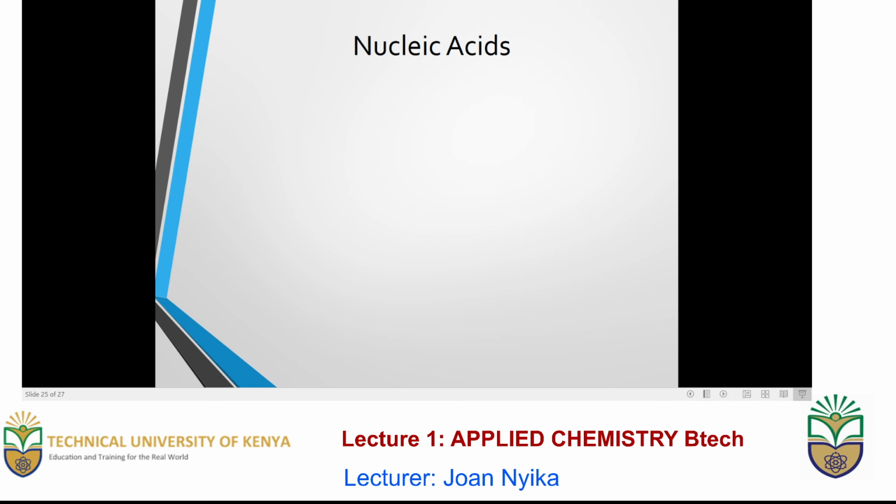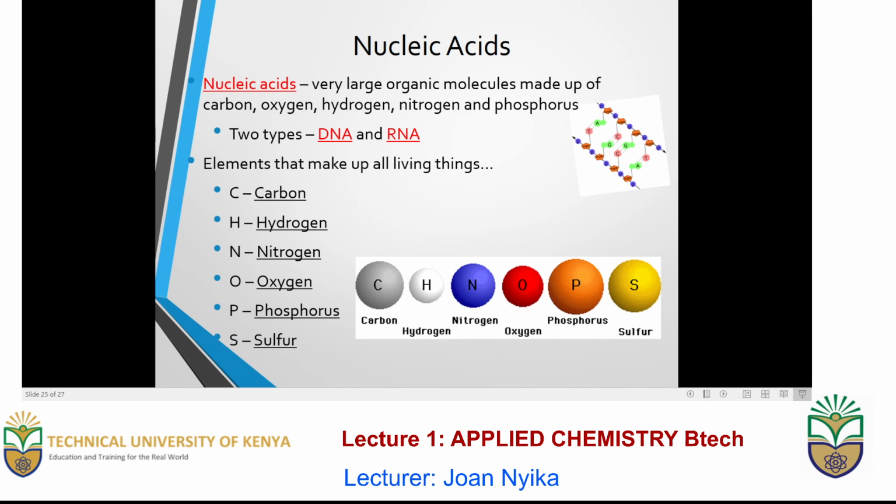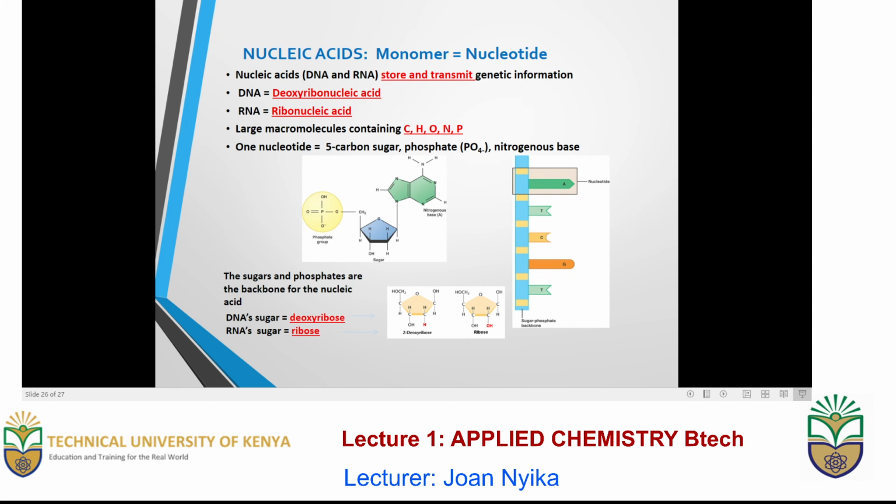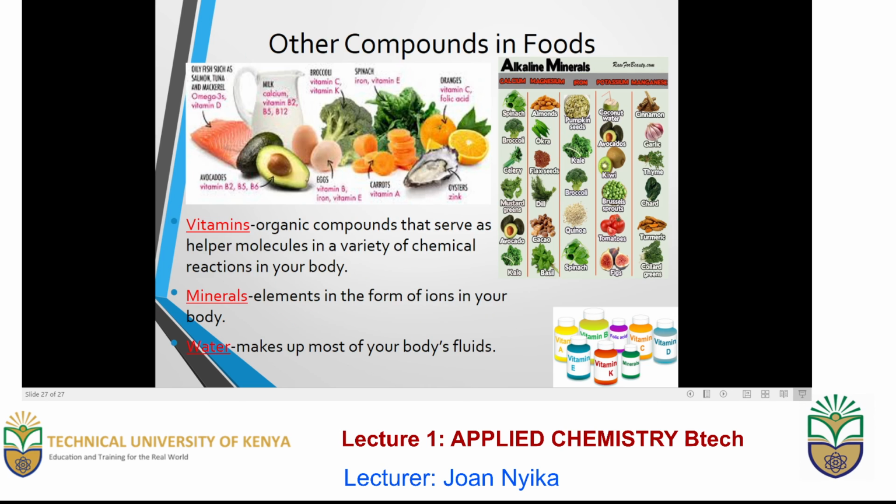Then we have another category of macromolecules, which we call nucleic acids. Nucleic acids are made up of carbon, oxygen, hydrogen, nitrogen, and in some cases, phosphorus. There are two types of nucleic acid, which we refer to as DNA and RNA. And you will realize that DNA and RNA control the genetic material of living things, and they are made up of these elements. This is very important because for each human being, the genetic material is what defines who you are.